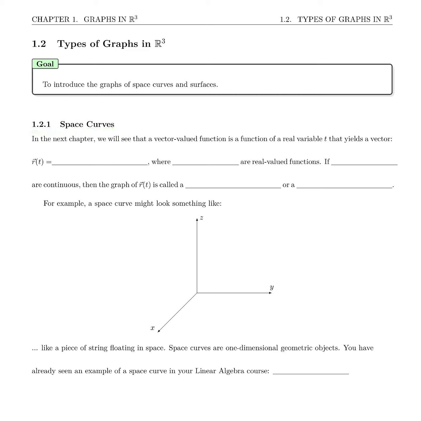In the very next chapter, we're going to see that a vector valued function is a function of a real variable t that yields a vector, something of the form r of t. Notice that r of t has a little vector symbol on it, is f1 of t, f2 of t, and f3 of t, all within a vector, where f1, f2, and f3 are real valued functions. And if these functions f1, f2, f3 are continuous, then the graph of r of t is called a space curve, or a vector curve.